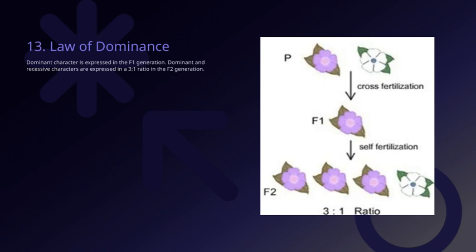So, for every 3 individuals showing the dominant trait, there's one showing the recessive trait. This pattern really highlights how dominant and recessive genes behave when passed down through generations. It's a fundamental concept that helps explain why traits appear in predictable ratios, which ties back to the overall theme of inheritance and how genes are transmitted from one generation to the next.